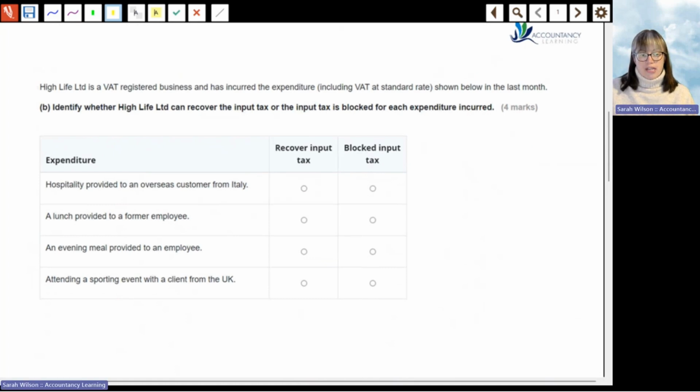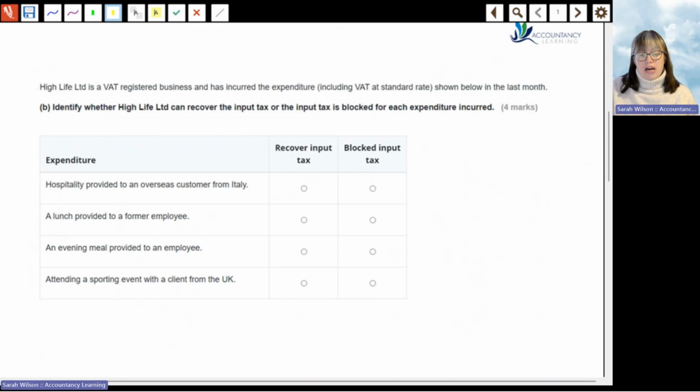Moving on to the next one then. High Life is a VAT registered business and has incurred expenditure including VAT at a standard rate shown below in the last month. Identify whether High Life Limited can recover the input tax or the input tax is blocked for each expenditure incurred. So first one is hospitality provided to an overseas customer from Italy.